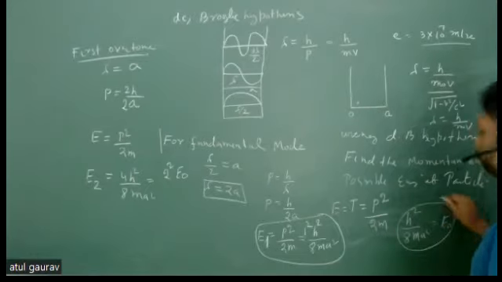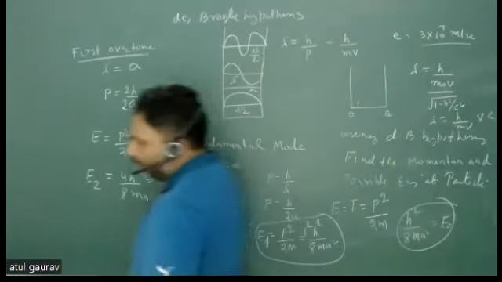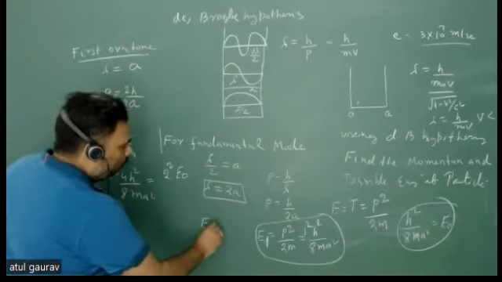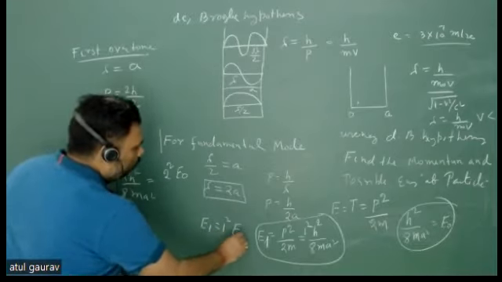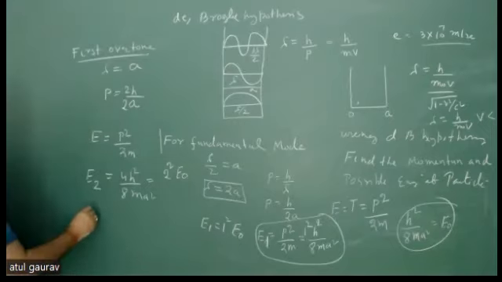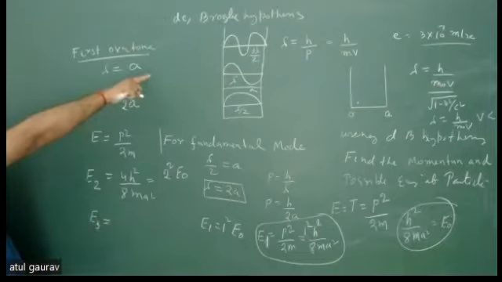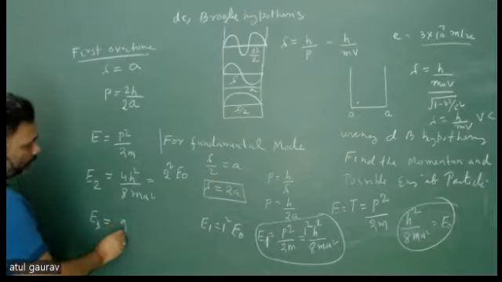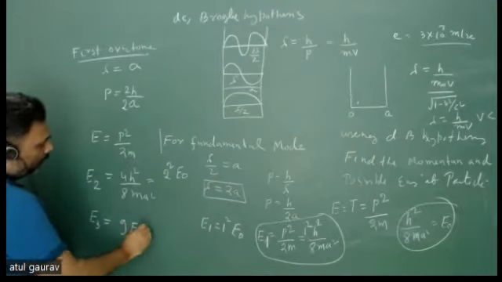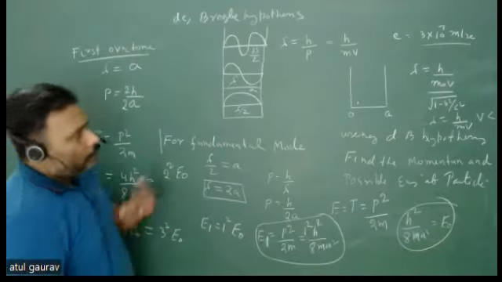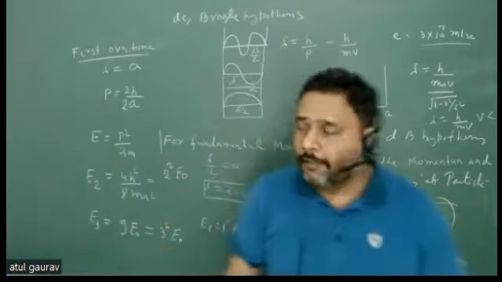Can we write that? Yes. So what is your E1? E1 is equal to 1 square into E0. And what is your E2? 2 square into E0. Can you tell me what can be the possible value of E3? You can calculate it yourself, but you will find that the value is equal to 9 times E0. And this is your 3 square E0. Similarly, you will go to 4 square E naught, 5 square E naught.